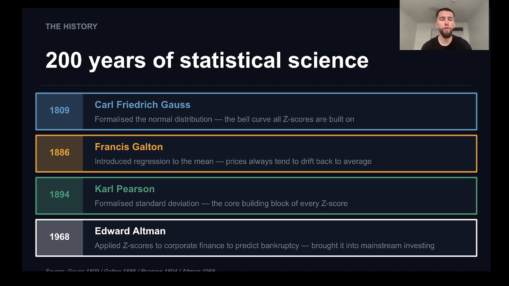Good old Francis introduced regression to the mean. He believed that when something goes to a +2 or a -2, it would go back to 0. Then Carl formalized standard deviation, the core building blocks of the Z-score that I've just been mentioning. And then Edward applied Z-scores to corporate finance to predict bankruptcy and all those things. When something goes too far away from its normal distribution, it will revert back to the mean.